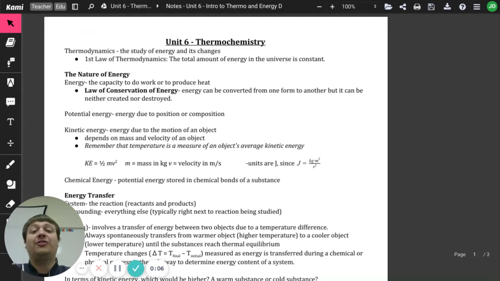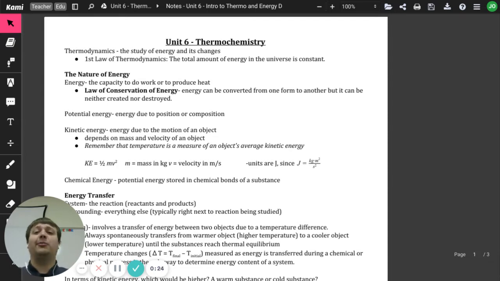So today we are going to be starting our notes on thermochemistry. And this first set of notes is going to be just kind of an introduction, some reminders of things that you've done in the past with chemistry and thermochemistry. All right. So let's go ahead and get started on this.